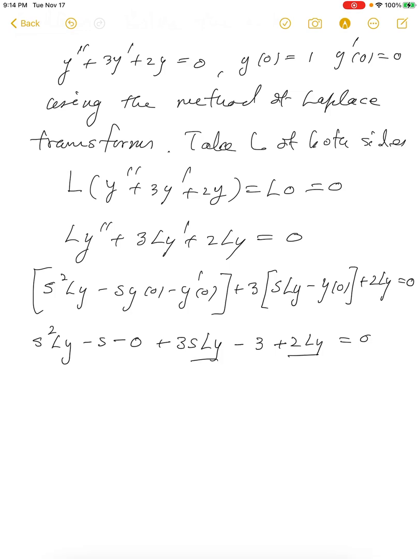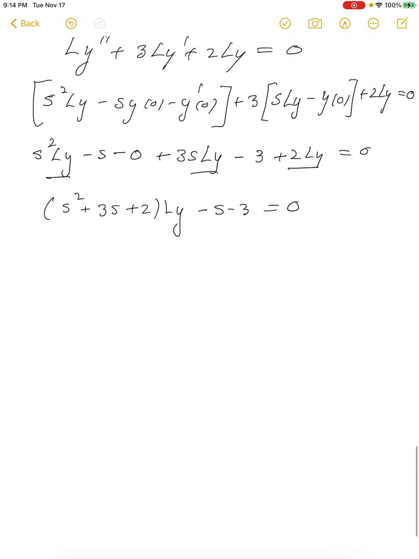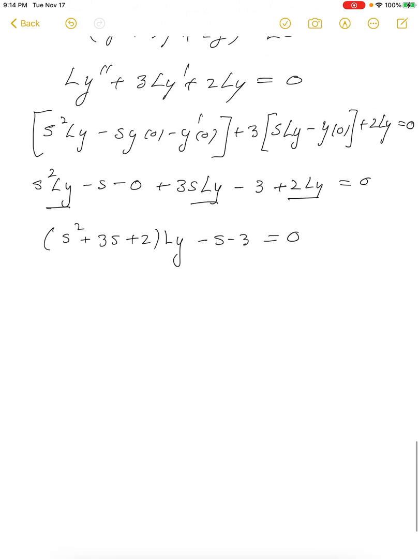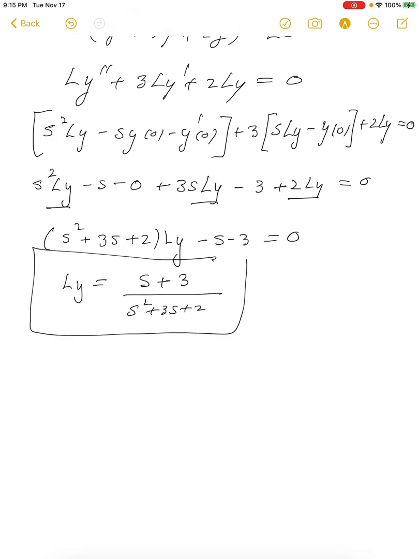Now let's collect the terms with Ly. I pull out Ly, so you get s squared plus 3s plus 2 times Ly, minus s minus 3, equal to 0. So this is what I mean by getting an algebraic equation for Ly. This equation is very easy to solve. It will say Ly equals, if you take s and 3 to the other side and divide by s squared plus 3s plus 2, you get a formula for Ly.